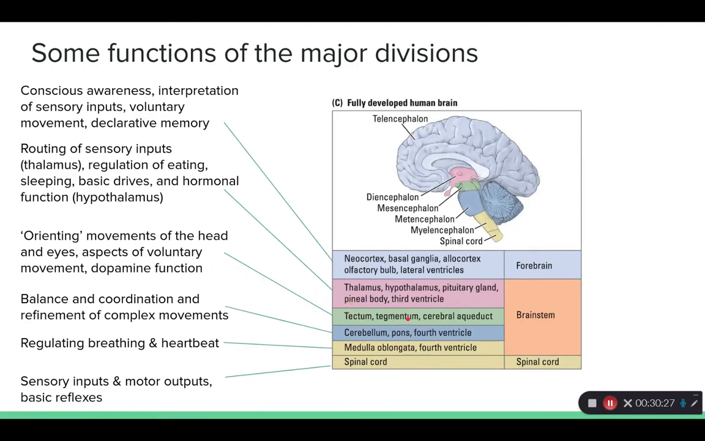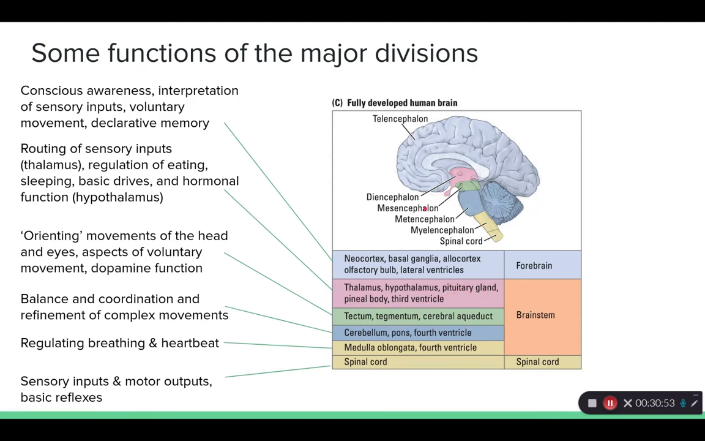In the mesencephalon here, this is also sometimes called the midbrain. One of its important functions is what are called orienting movements of the head and eyes. So these are the movements that you make, let's say, for example, you heard a loud sound off to your left and you immediately turn and look at where it's coming from. Those sorts of reflexive orienting movements are controlled by the mesencephalon.